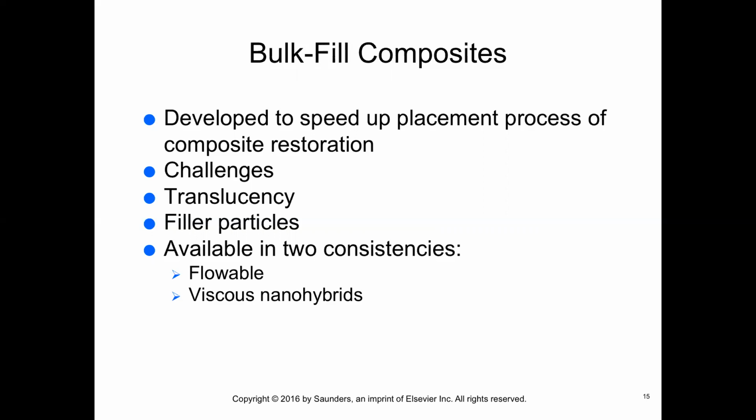To achieve a greater depth of cure, manufacturers have increased the translucency, reduced the amount of filler, or changed the chemical makeup to enhance polymerization when the curing is initiated. Bulk fill is available in two consistencies. Flowables adapt well to the internal portions of the preps, whereas viscous nanohybrids must be carefully manipulated into the line angles and undercut areas.